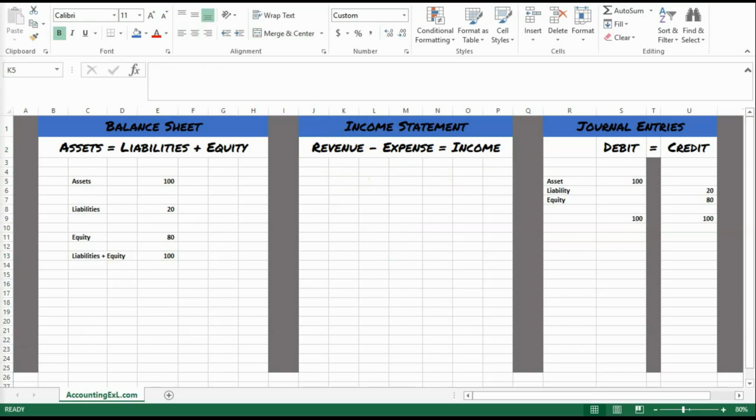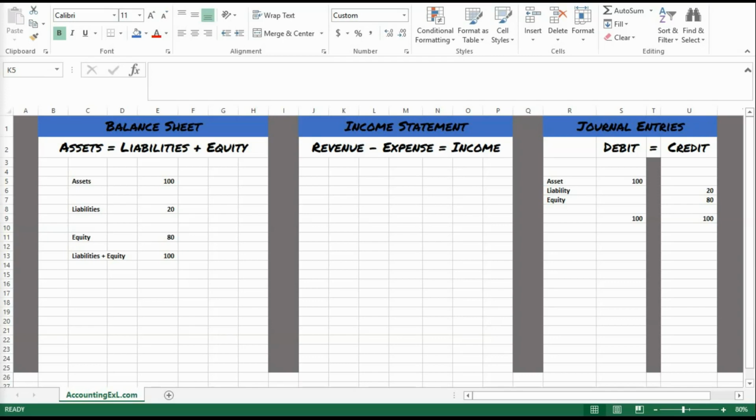So if we go to AccountingExL, our example on here is where we're selling a car. So we're selling a car for $100. It costs $80 for us to make the car or to buy the car. So we have $80 of expense. And so the difference between what we're selling the car for, 100, and the cost of the car, 80, is $20. So we're going to have income of $20.